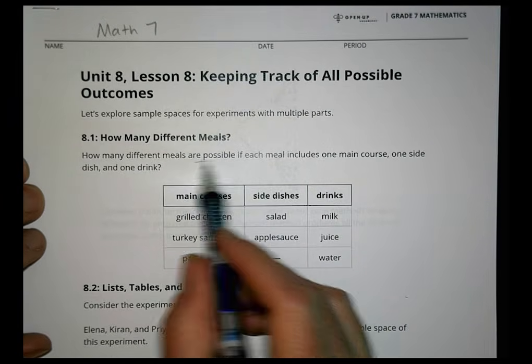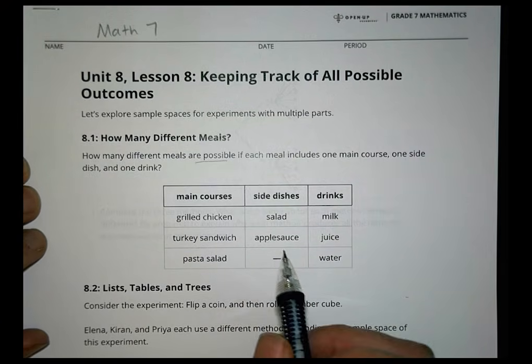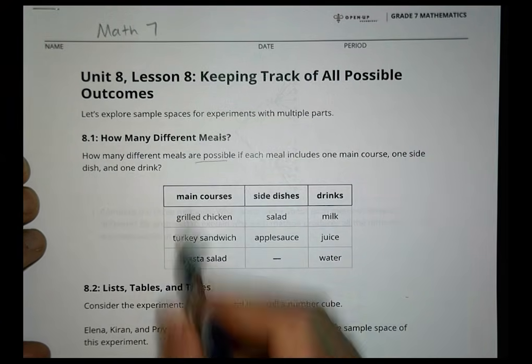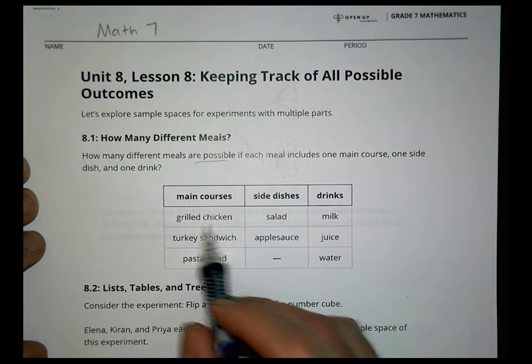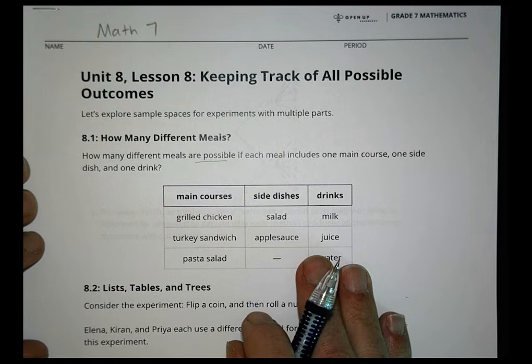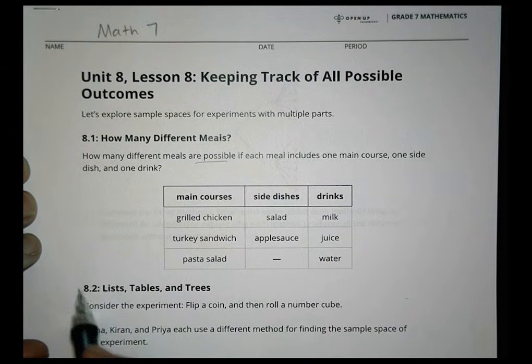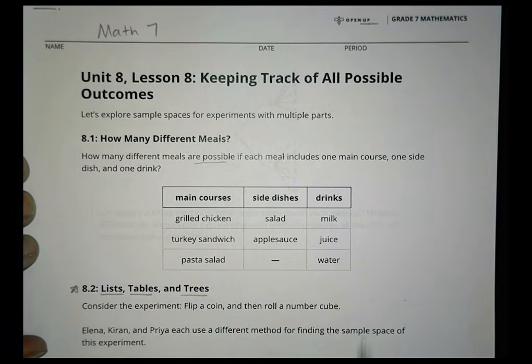How many meals are possible if each meal includes one main course, one side dish, and one drink? This is a question of how many different combinations of meals you can make from these options. There are different ways to set this up, and we'll look at that in activity 2 about making lists, making tables, and making what we call trees. But we'll get there in a second.